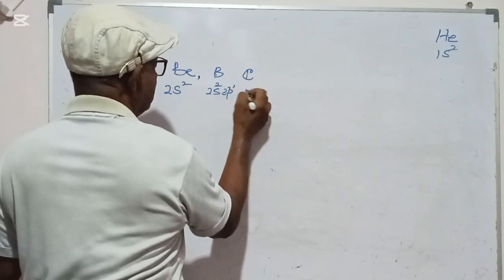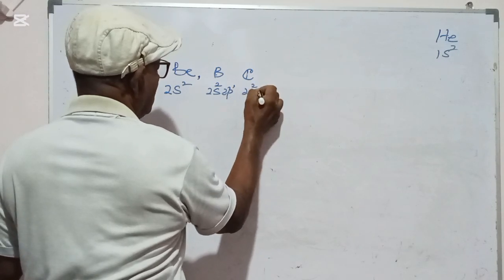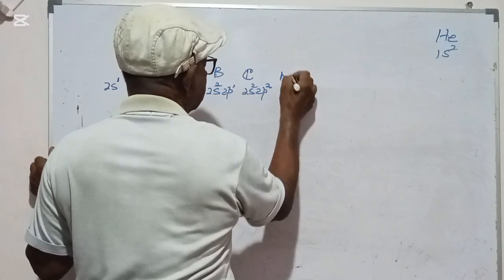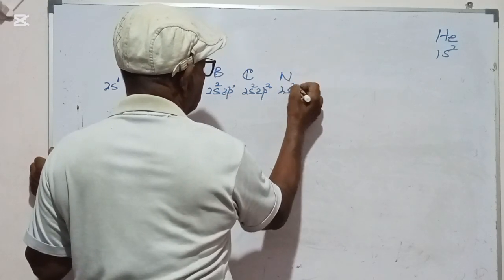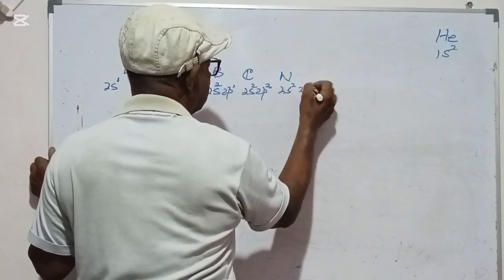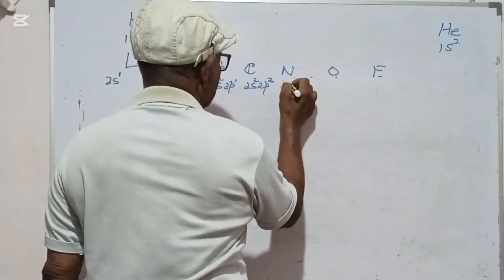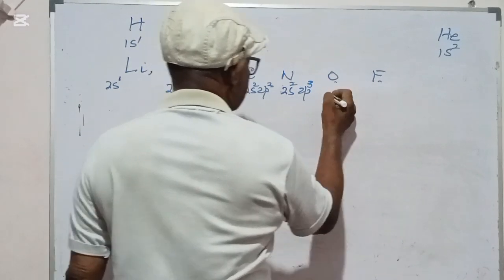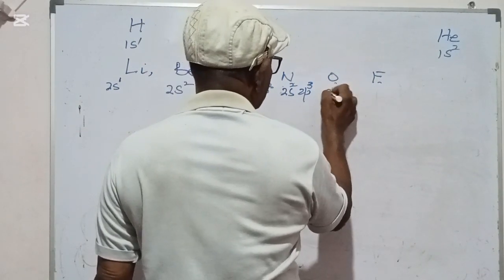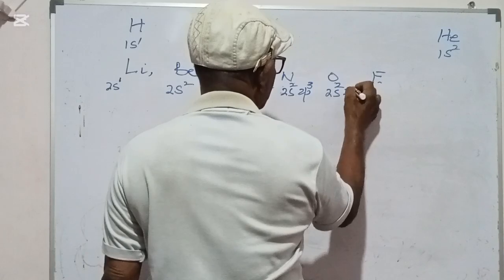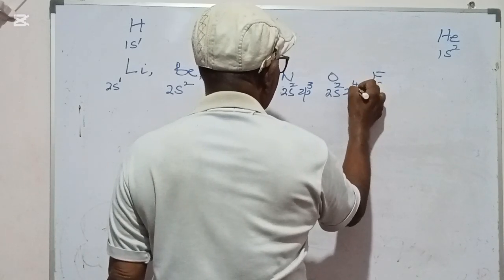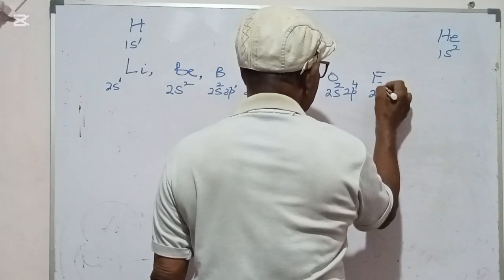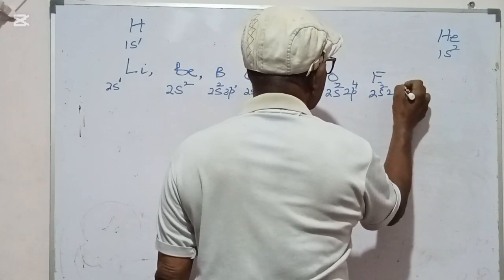Carbon, 2s2, 2p2. Nitrogen, 2s2, 2p3. Oxygen, 2s2, 2p4. Fluorine, 2s2, 2p5.